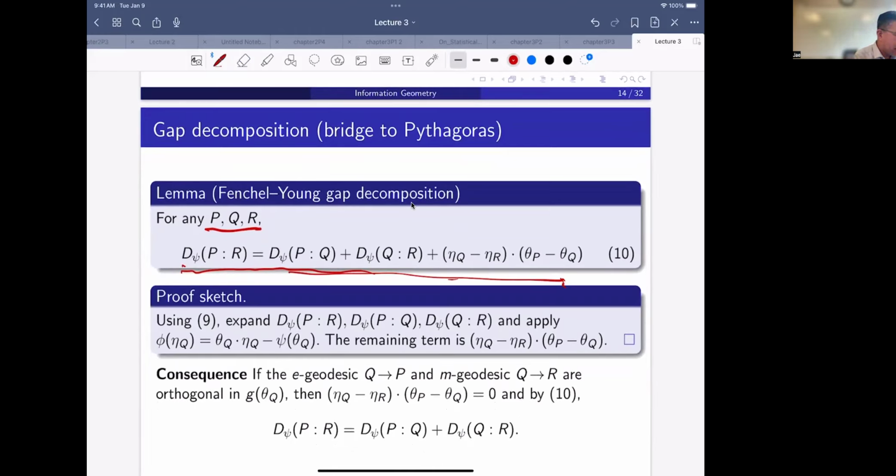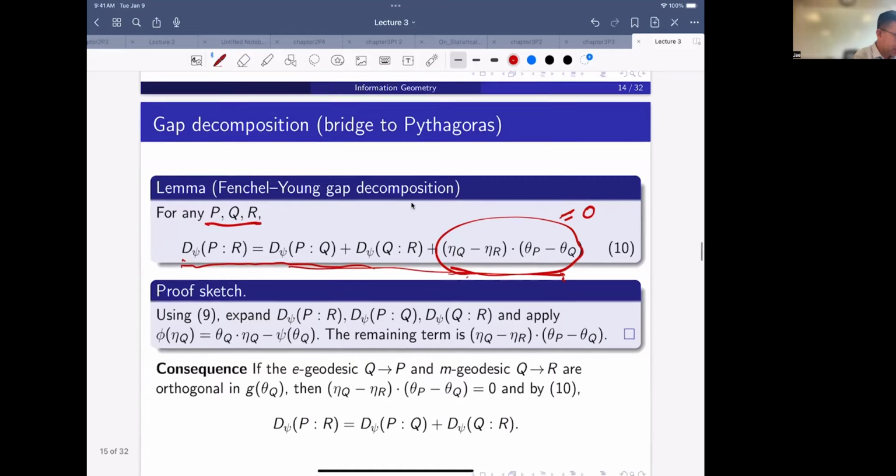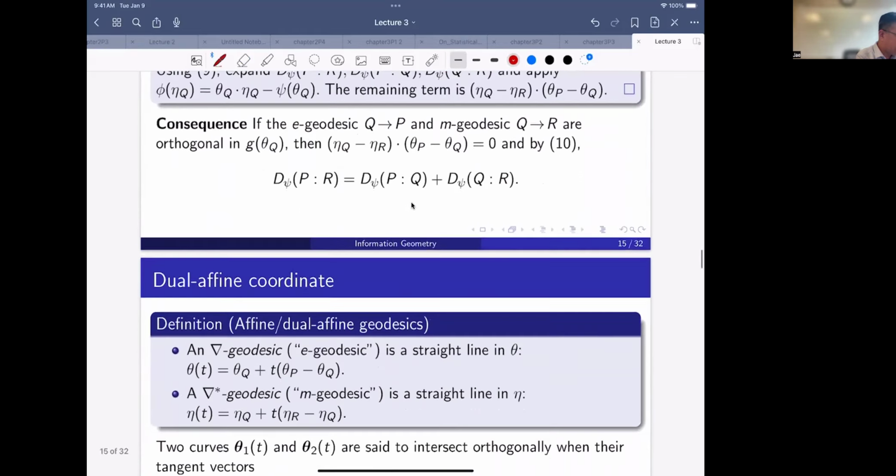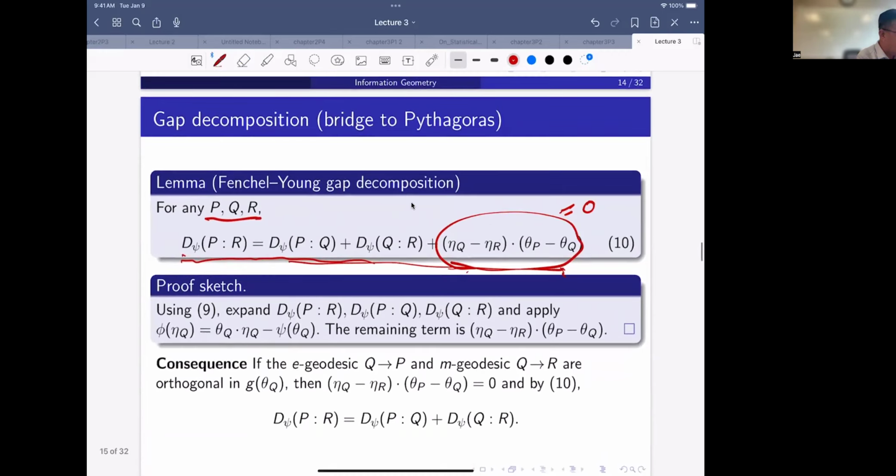So now our ultimate goal is to show that this is zero, right? This is what we really want to do. And once we can show that, then we are happy, right? We have a Pythagorean theorem for the Bregman divergence. Okay. So the bottom line is we need some kind of a dual flat.